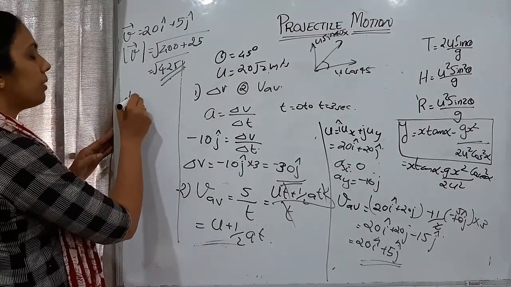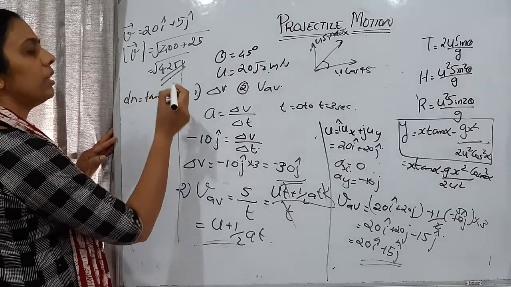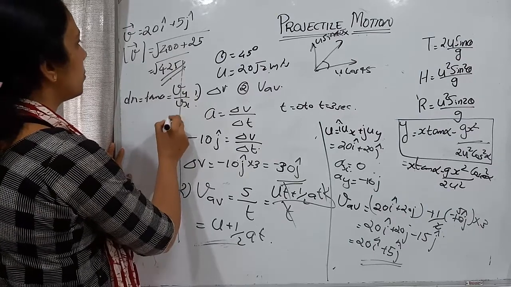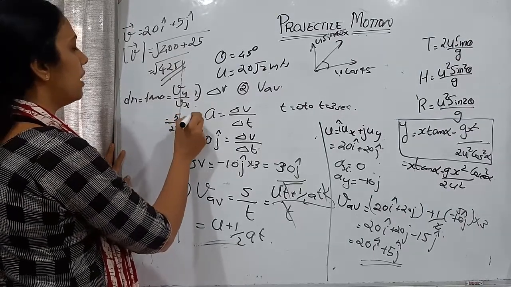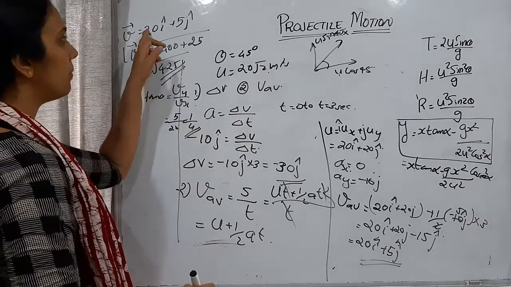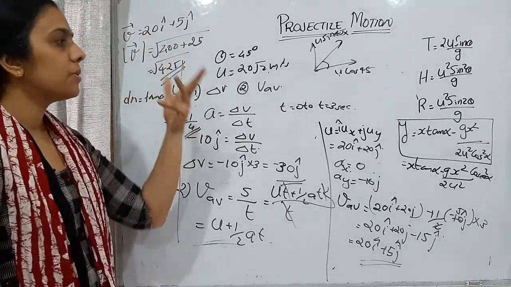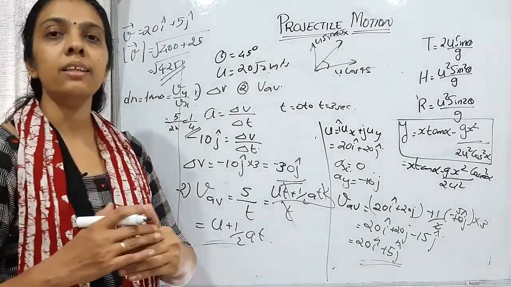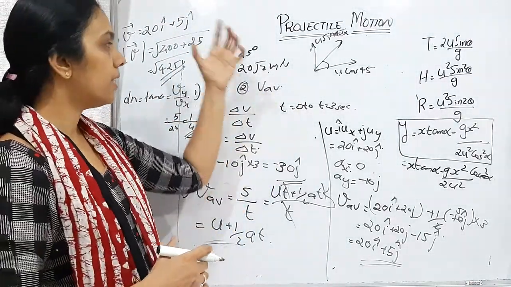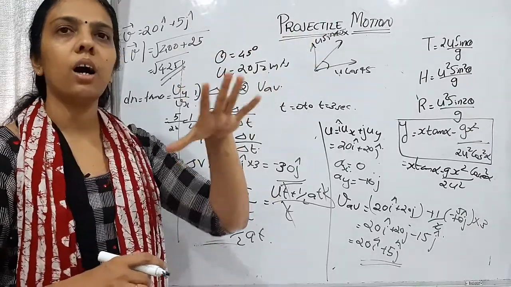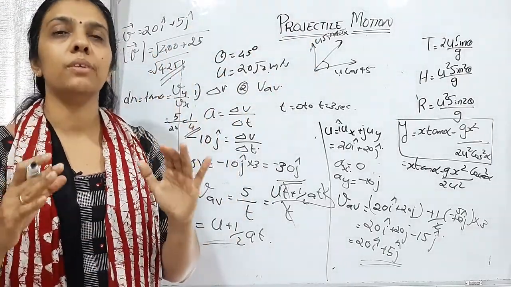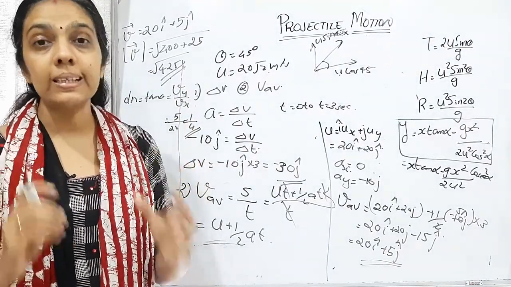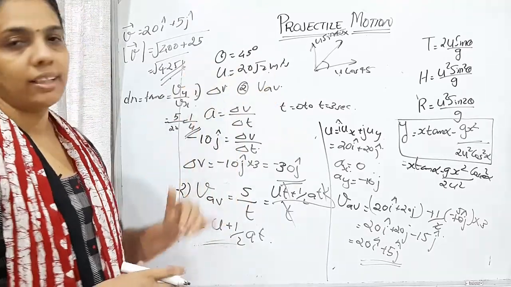And direction, how can we find out? Tan theta equals Vy by Vx. So here it is 5 by 20, which is 1 by 4. Clear? So this is how we will be finding out. In each and every problem, again and again I am saying the same thing: we need to convert our projectile motion into the velocity vector as well as the acceleration vector into components, and you can easily find out the final answer.